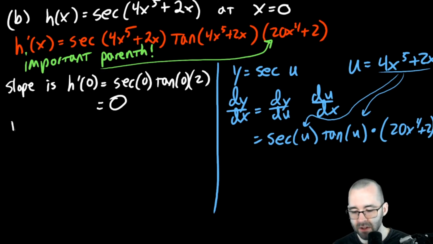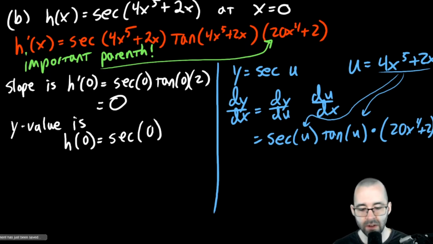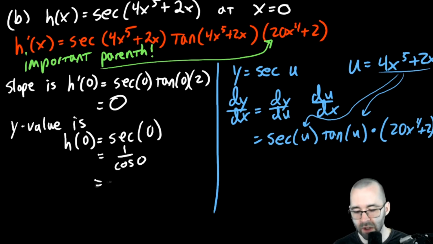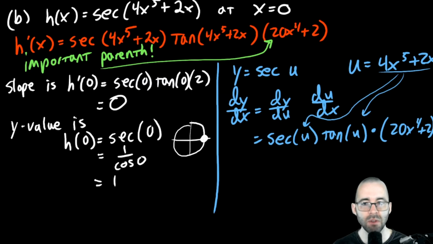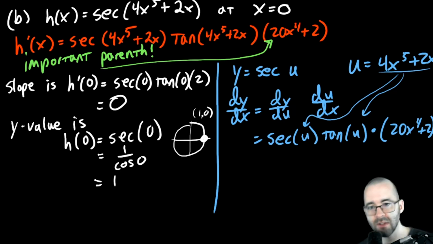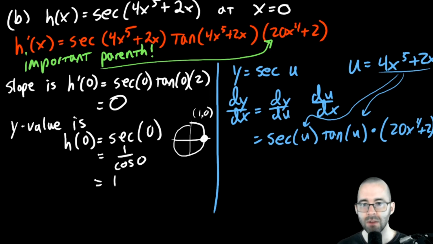And the function value, or y value, is the function evaluated at 0, which is the secant of 0. That's 1 over cosine of 0. Cosine of 0 is 1. You can either use reference triangles or the unit circle. Looking at the unit circle, 0 degrees is here. Cosine represents the x coordinate, and the radius is 1, so this is the point 1 comma 0. The x coordinate at this point is 1. That's why the cosine of 0 equals 1. And then we take the reciprocal of 1, which is also 1.